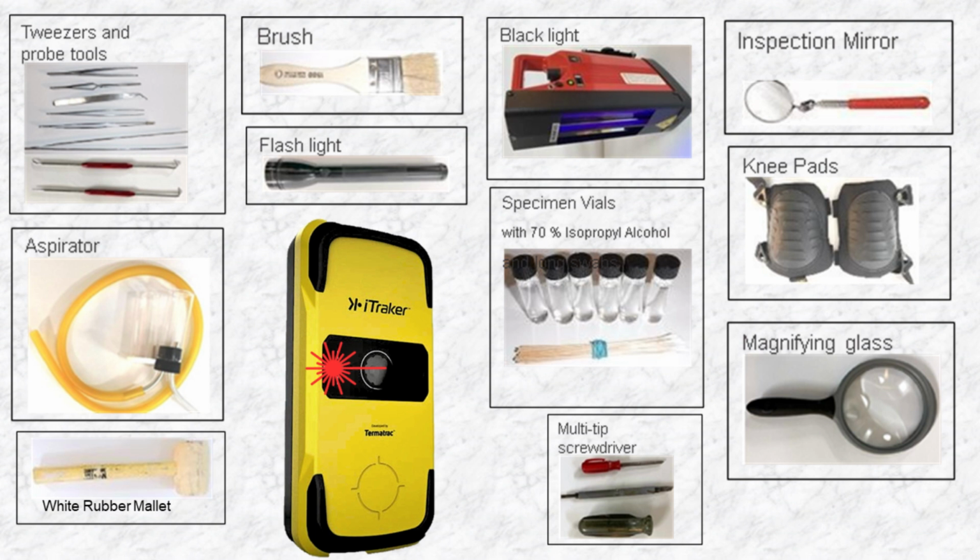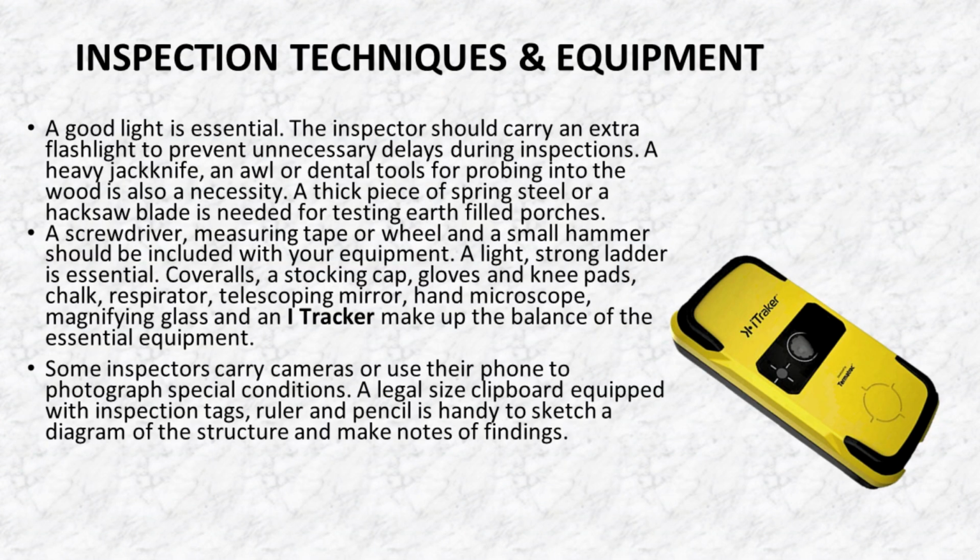Now obviously you could use things like an aspirator and a white rubber mallet. Specimen vials can be good just to collect any insects you may find. Knee pads are a good idea because they protect you when you're crawling in crawl spaces and areas like that. Screwdrivers and a magnifying glass. And of course a Termatrac eye tracker we really like, because there are a lot of functions that can help you do a great inspection.